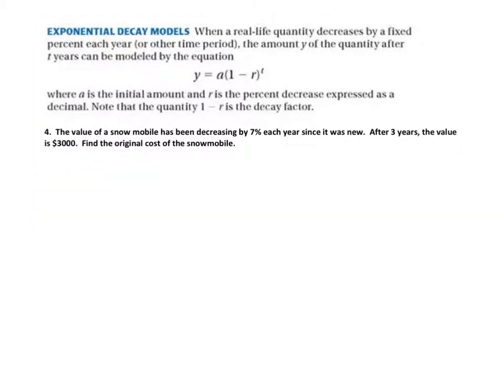Exponential decay models. So instead of growth, if it's decaying at the same rate, 1 minus r is the decay factor, r is the rate of decay. It says the value of a snowmobile has been decreasing by 7% each year. After 3 years, the value is $3,000. Find the original cost. So that means we're looking for a, because that's the original. So you say 3,000 equals a times 1 minus 7%.